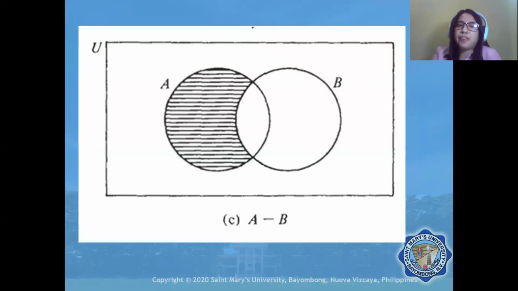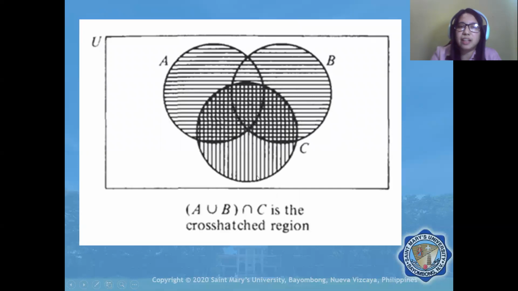And then for A minus B, the elements in A, not in B. So for the elements of A, we are going to remove the intersection, because in its definition, it is elements of A not in B. So the intersection of A and B will not be included. This is how it is represented.